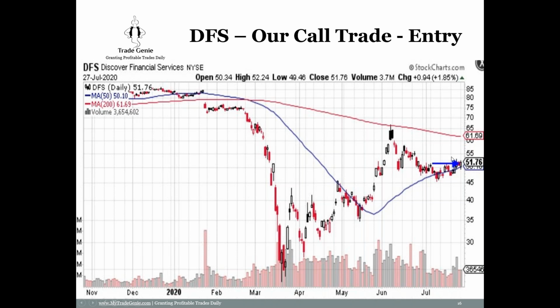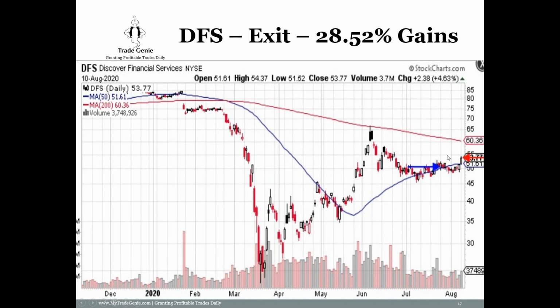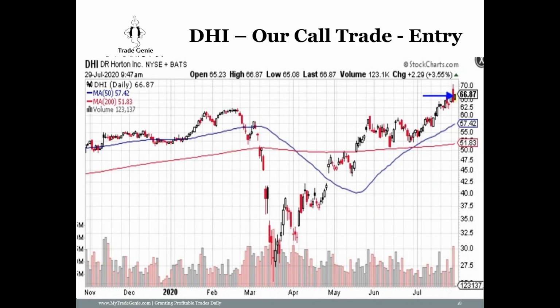Similarly for DFS, when the DFS setup came, we went long at 51 and then we closed at 54. So it took a while. There was chop, then we closed it at a 28% gain. When the chop happens and we hold, the time decay kicks in. Even though the stock moves in our favor, the percentage gain goes down. So let's close it and go with something else.